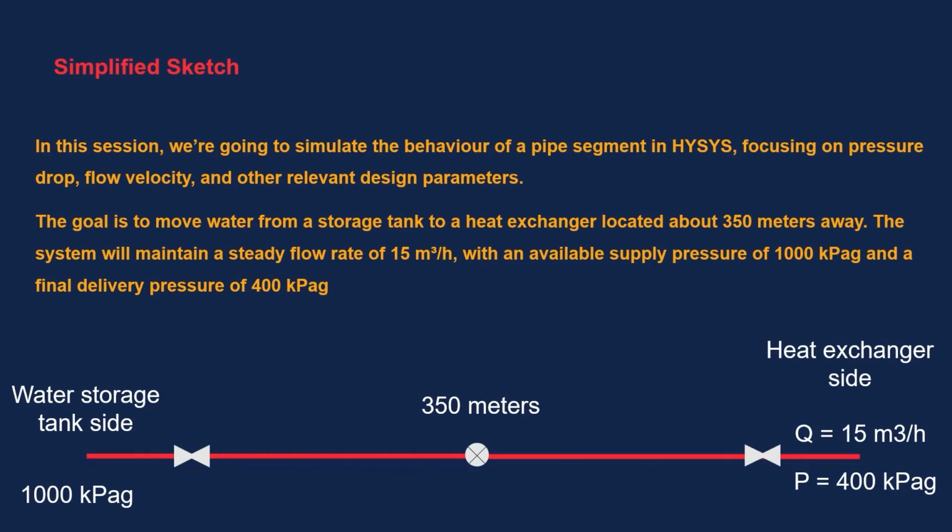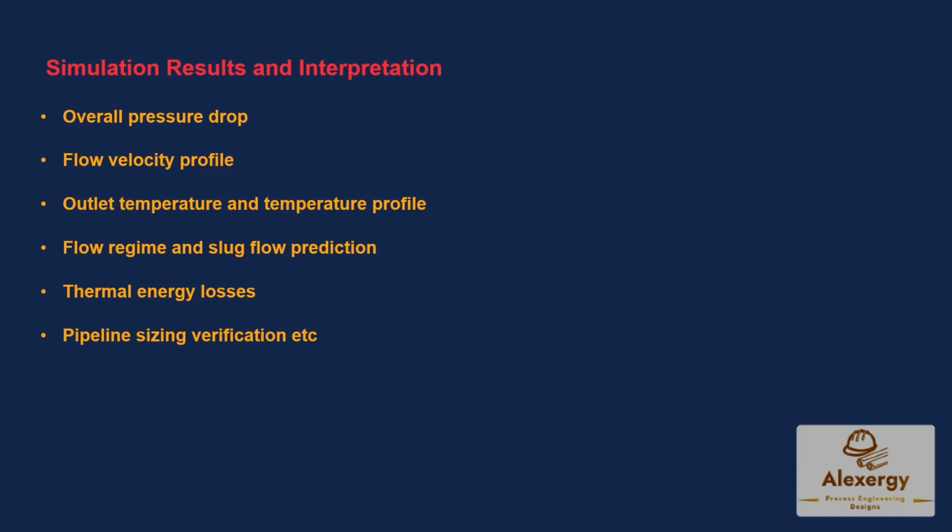On the left, the pressure is 1000 kPa. The pipe runs 350 meters to the heat exchanger, which needs at least 400 kPa as an inlet pressure. As we go through, we will track the flow rates and the pressure profile to ensure that the design works as planned. Once we finish the simulation, we'll go through the results step by step.